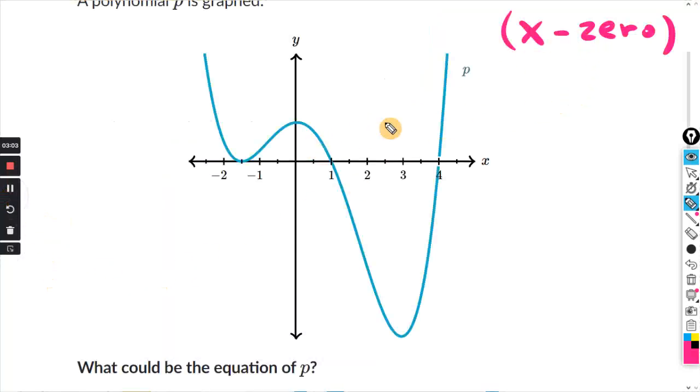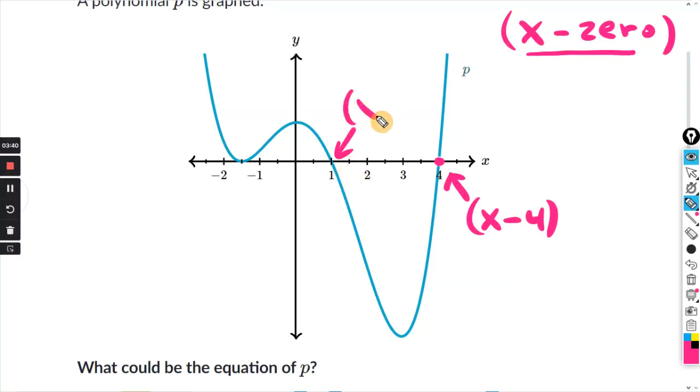Remember I said for each binomial, we're going to do x minus whatever the zero is. I'm going to start on the right because this one's a little easier. Right here we see the zero. This is the x-axis. We see the zero right here is at x equals 4. So we're going to do x minus that zero. Since the zero is 4, we're going to do x minus 4. And right here we have a 1. The binomial is going to be x minus that zero, so that's going to be x minus 1.